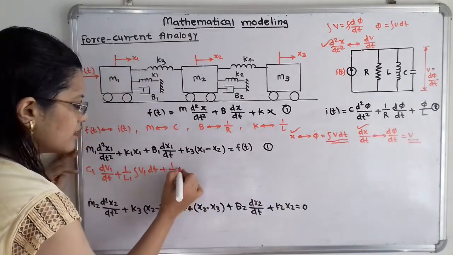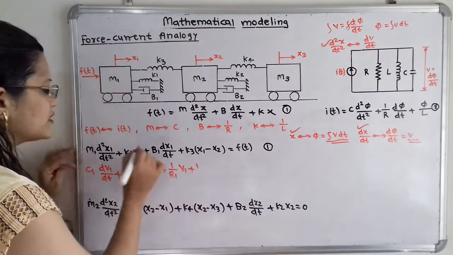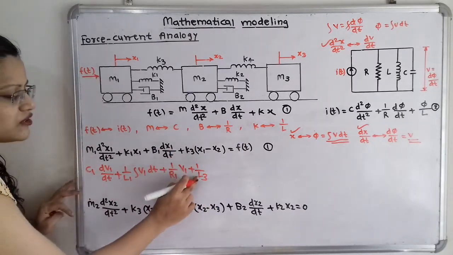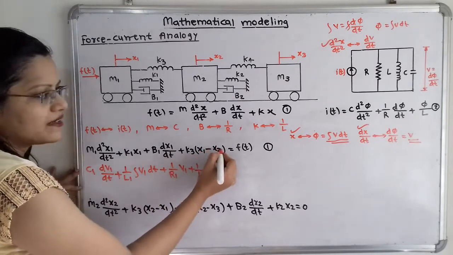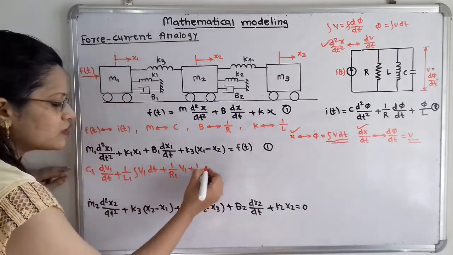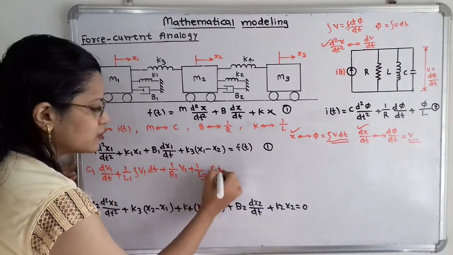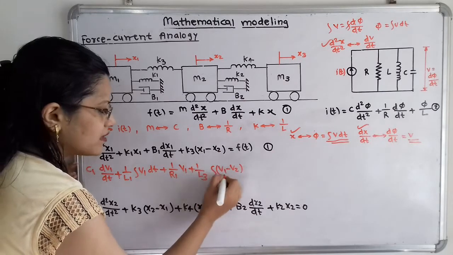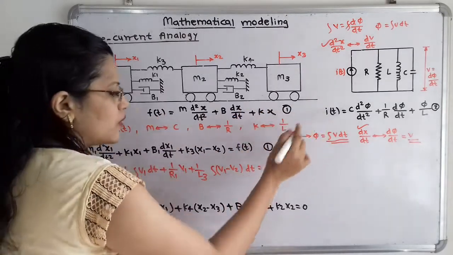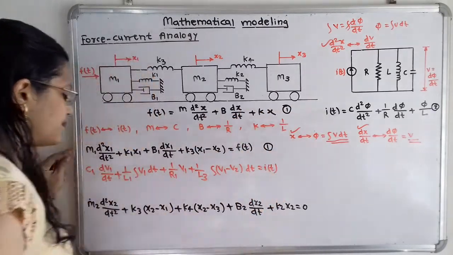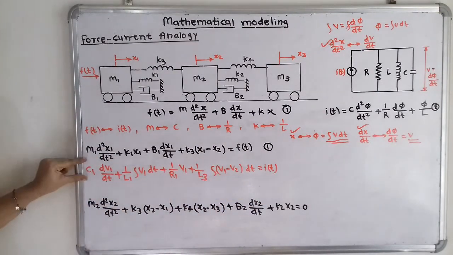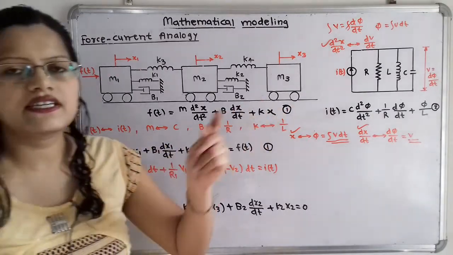So I will take here v1, plus k3. So instead of k I will take 1 by L3. So this suffix is important. So instead of L I have to take L3. Now x1 minus x2. So instead of x I have to take integration of v. So here also I will take the difference, that is integration of v1 minus v2 bracket complete dt, which is equal to, now f of t is nothing but analogous to I of t. So I will take here I of t. So this is the differential equation for the electric system.